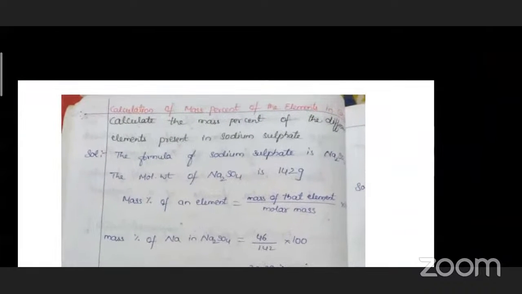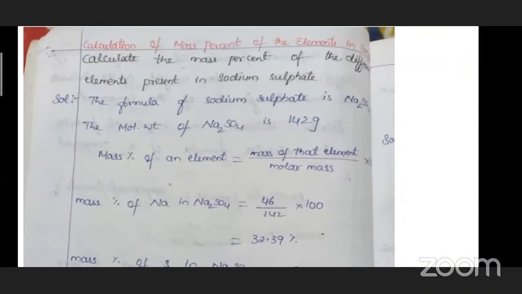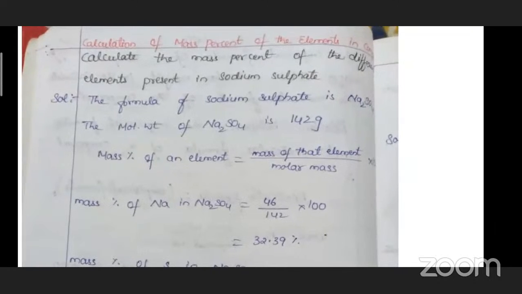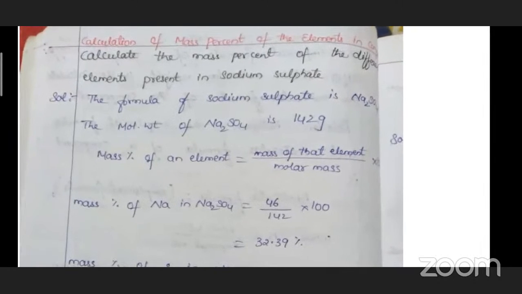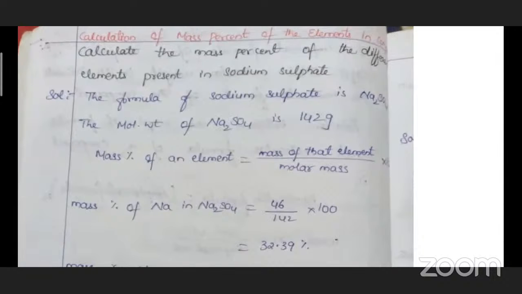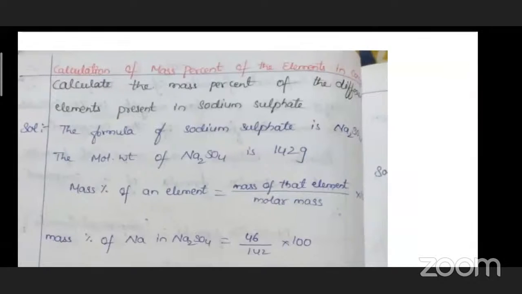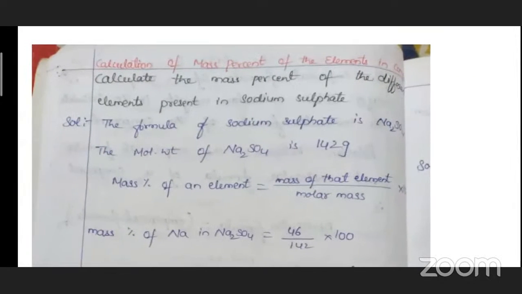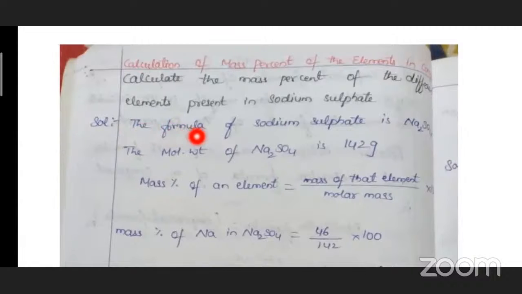So let us see one example. We'll understand it better. See what is given. Calculate the mass percent of the different elements present in sodium sulfate. So first we need to write down the formula of sodium sulfate. So what is the formula of sodium sulfate? The formula of sodium sulfate is Na2SO4. And we have to know the molecular weight of it.